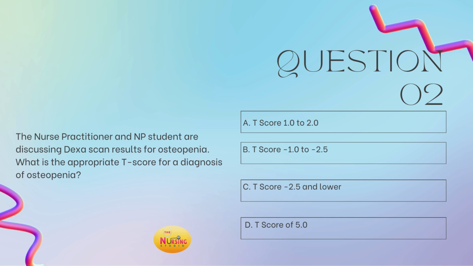So here the stem of the question states, what is the appropriate T-score for a diagnosis of osteopenia? So again, this is something to be familiarized with, knowing those ranges. But for osteopenia, the answer is B, a T-score of negative 1 to negative 2.5. Remember, with a diagnosis of osteoporosis, the T-score is negative 2.5 and lower.